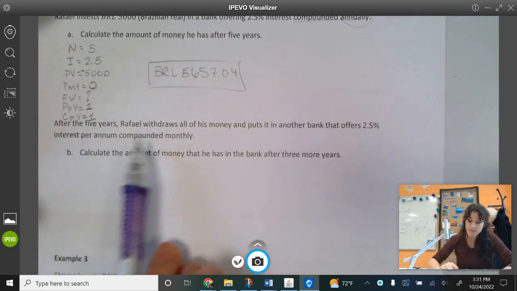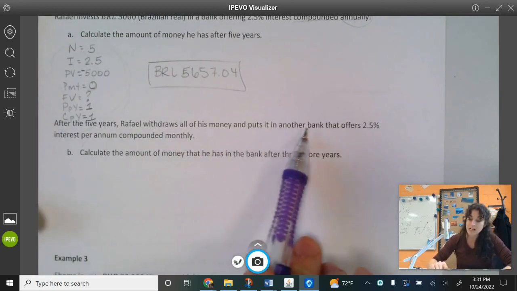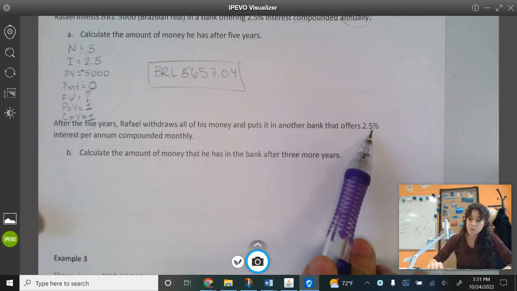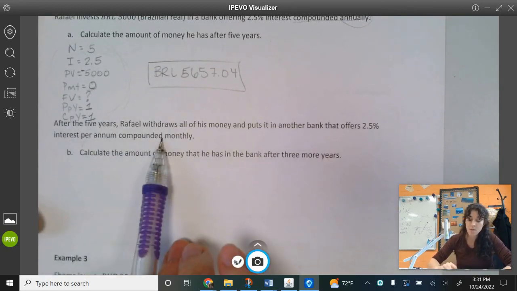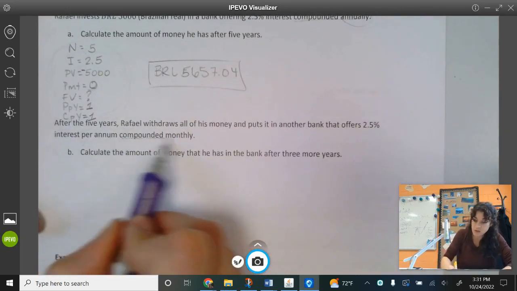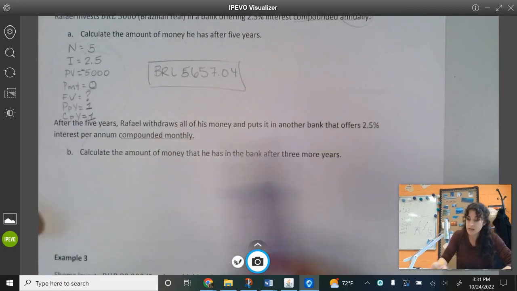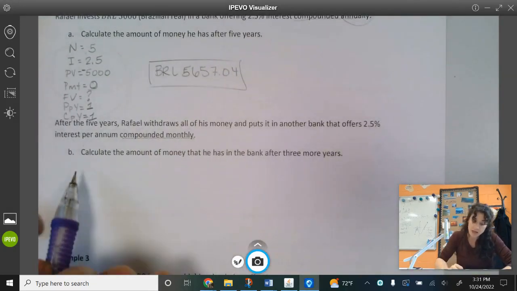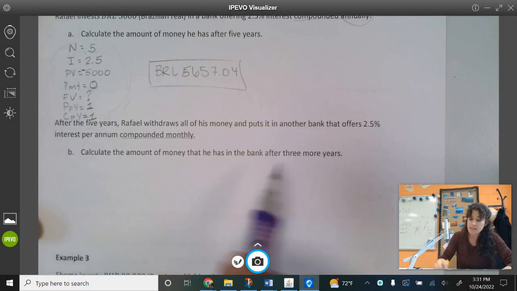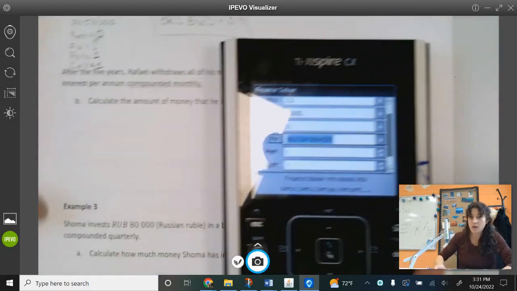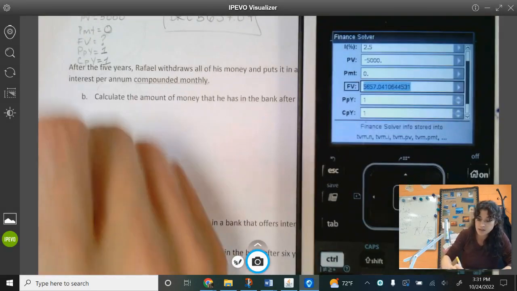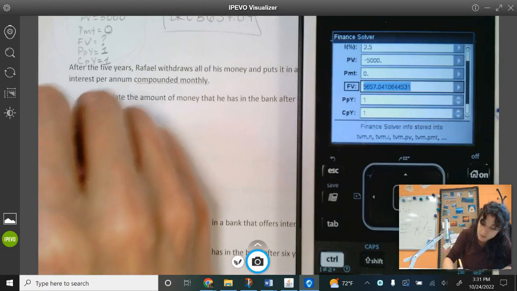After the 5 years, Raphael withdraws all of his money and puts it in another bank that offers 2.5% interest per annum compounded monthly. Okay, so that's going to be slightly different. And same with the 2.5%. Calculate the amount of money that he has in the bank after 3 more years. Okay, so I am recalculating some stuff. I'm going to put in all of my variables.